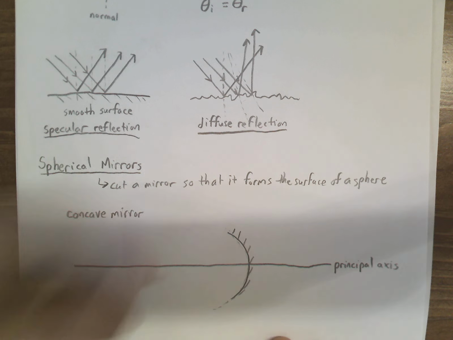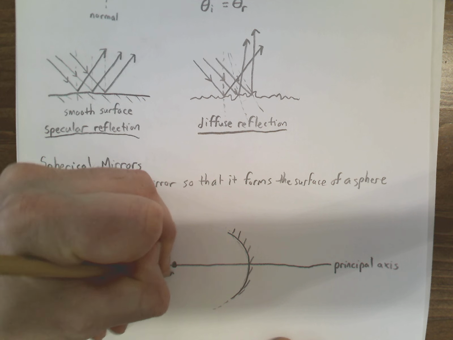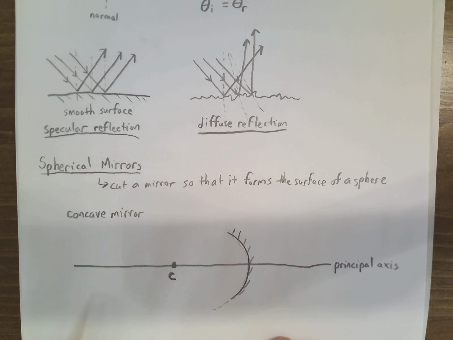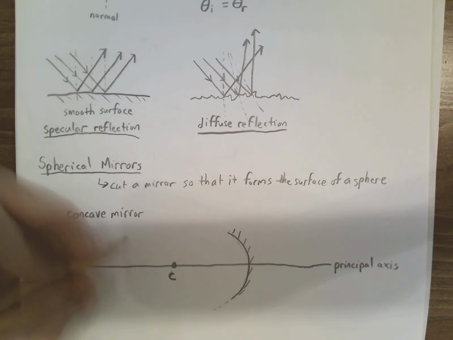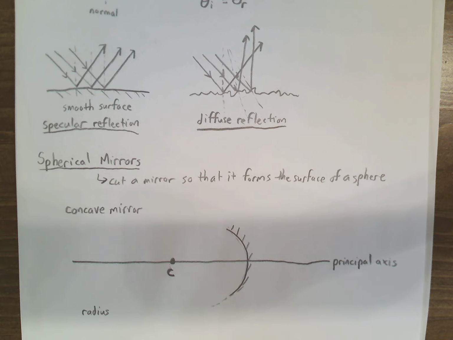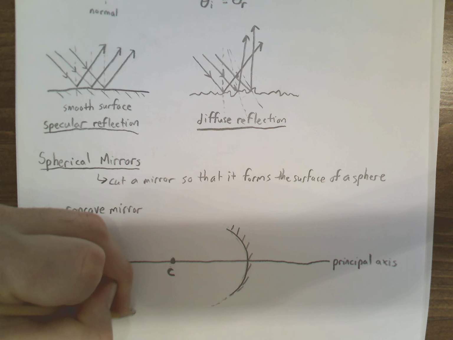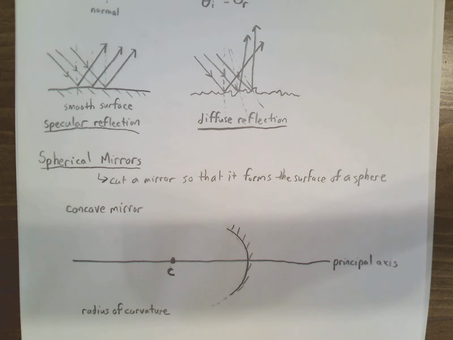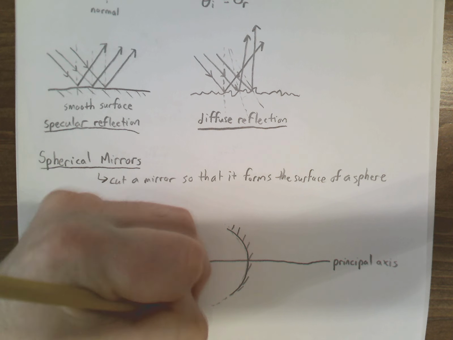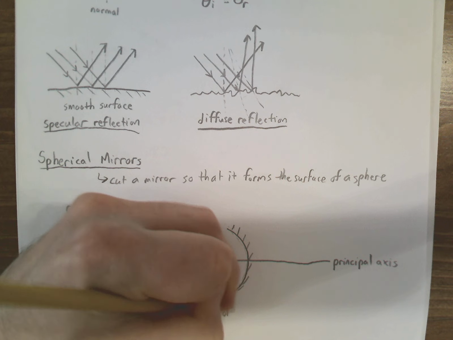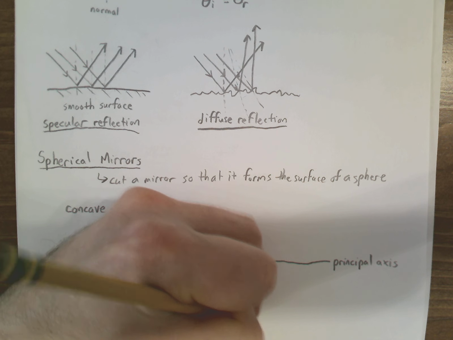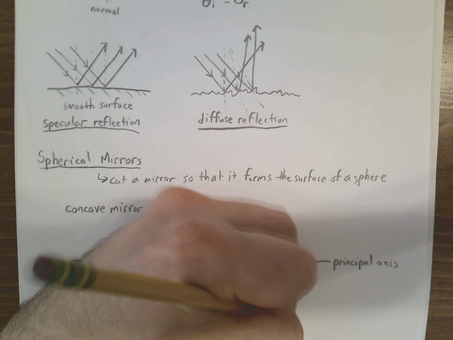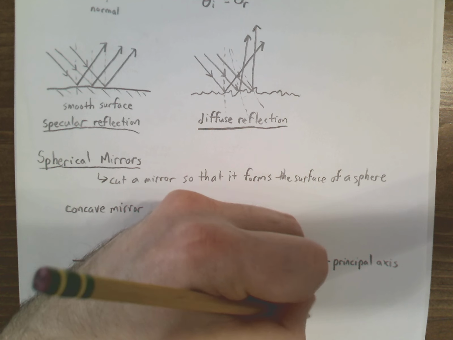That sphere would have a center, and you could define that center here as C. The distance between C and the actual mirror, you give the name radius of curvature. It's literally like the radius of the sphere that would be formed by this surface. This is the radius of the imagined spherical surface. We don't have a whole sphere here, but if we did, this is where the center would be.